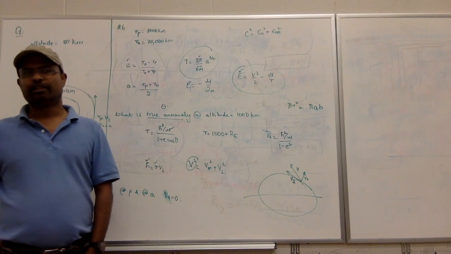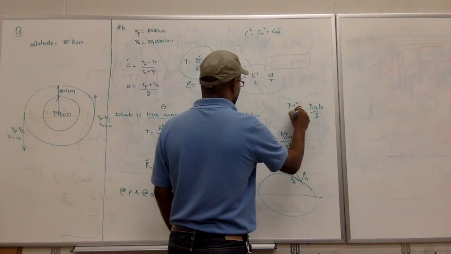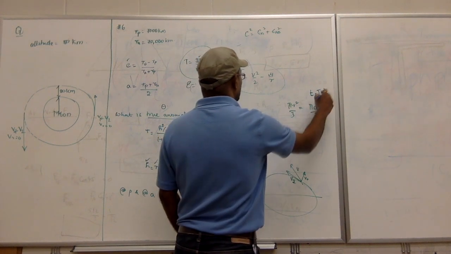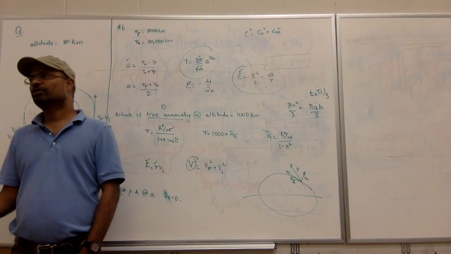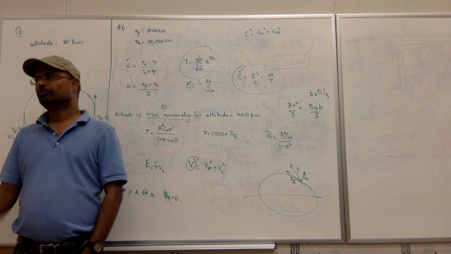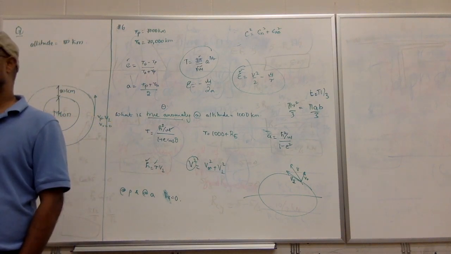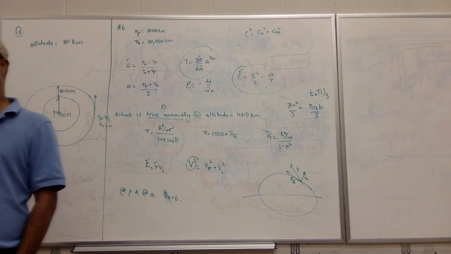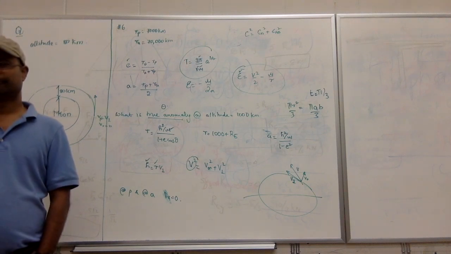What is one third the area? Divided by 3. So in T over 3 time, the area will be pi a b over 3. Equal area, equal time. Does that make sense? So the answer is pi a b by 3. That's the answer. You do it by whatever way you want, you're going to still get the same thing.